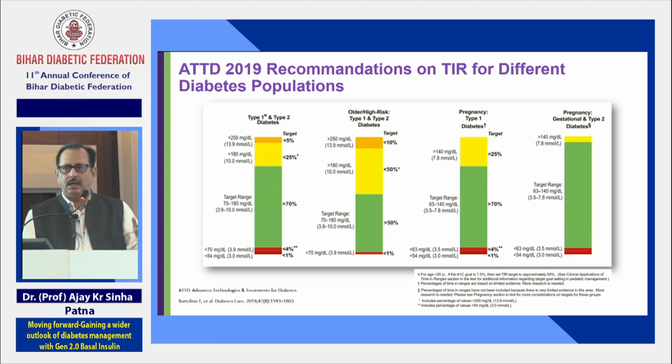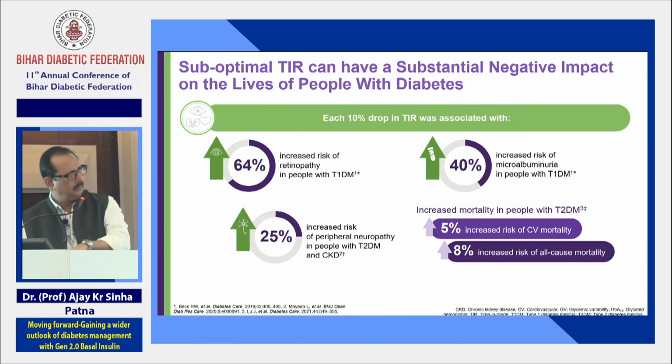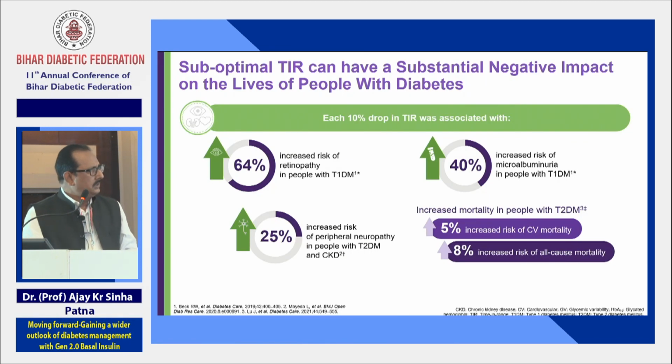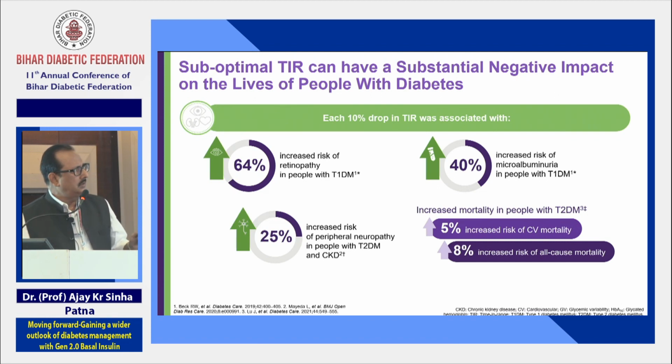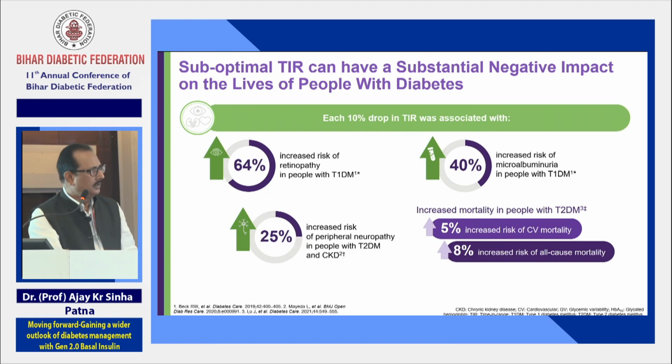This is a recommendation from those people who are devising the CGM. Now we will analyze whether what they have recommended is good, based on RCT or RWE or not. So this is data which says that suboptimal TIR, each 10% drop in time in range was associated with a 64% increase in risk of retinopathy in people with type 1 diabetes.